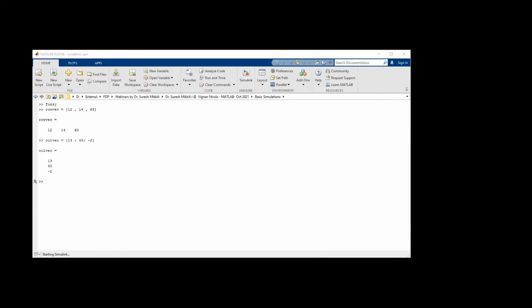There are two ways you can open Simulink. One is going here and clicking on Simulink, or directly in the command window, if you type simulink, the Simulink window will open automatically. This is called the GUI block model, the graphical user interface model. So an untitled model is open, with the Simulink library.